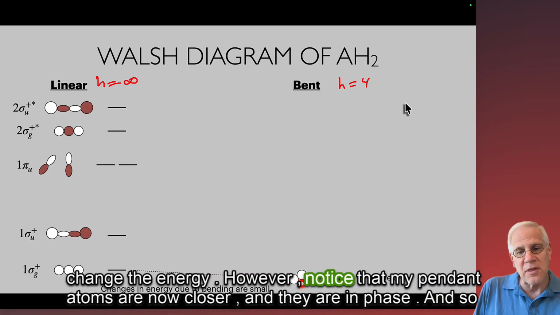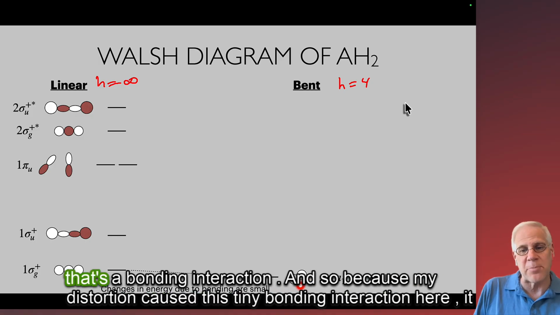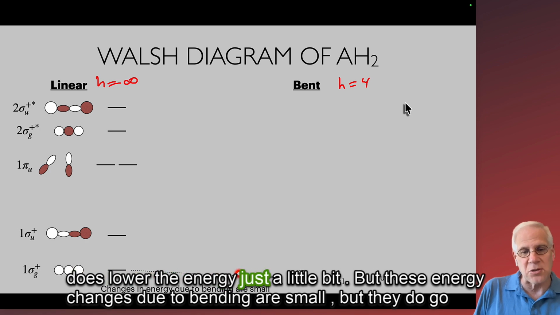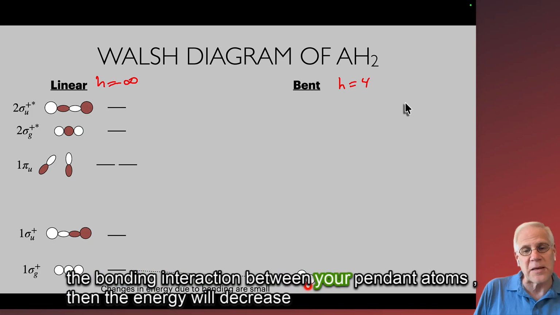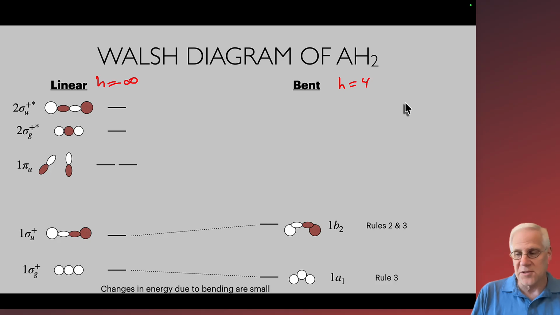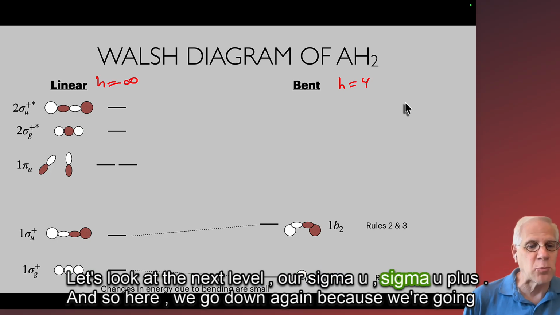However, notice that my pendant atoms are now closer and they are in phase. And so that's a bonding interaction. And so because my distortion caused this tiny bonding interaction here, it does lower the energy just a little bit. But these energy changes due to bending are small, but they do go down. And so this follows rule 3 that says if you increase the bonding interaction between your pendant atoms, then the energy will decrease. Let's look at the next level, our sigma u plus.